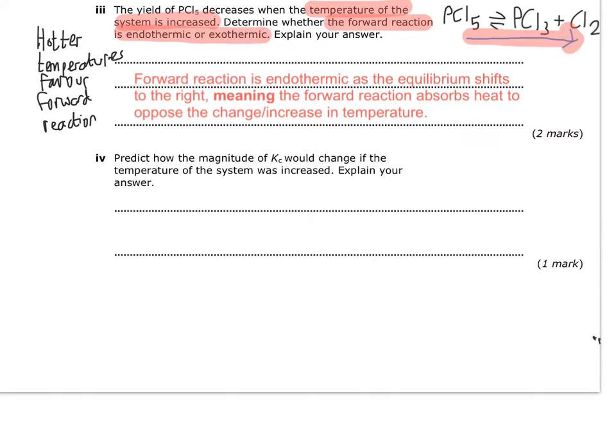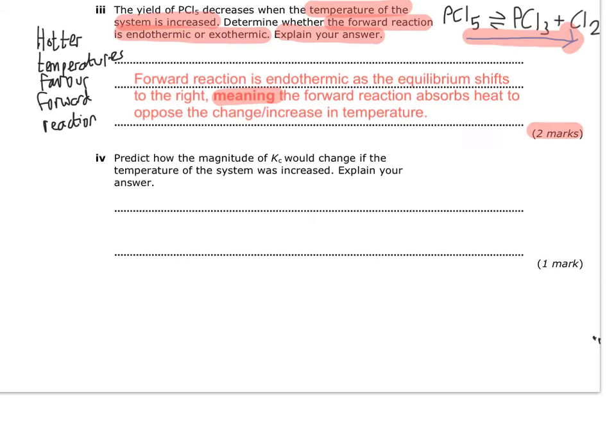So what we need to be careful that we're doing is not just saying whether the forward reaction is endothermic, but can you see where I've actually highlighted it as meaning? So meaning the forward reaction absorbs heat to oppose the change and increase the temperature. What I'm doing there is explaining my answer, because it's 2 marks. A lot of people got the first mark because they understood what was going on, but they didn't get the second one because they didn't properly explain what they were thinking. So always look to the mark allocation to tell you what to write or how much detail to go into.